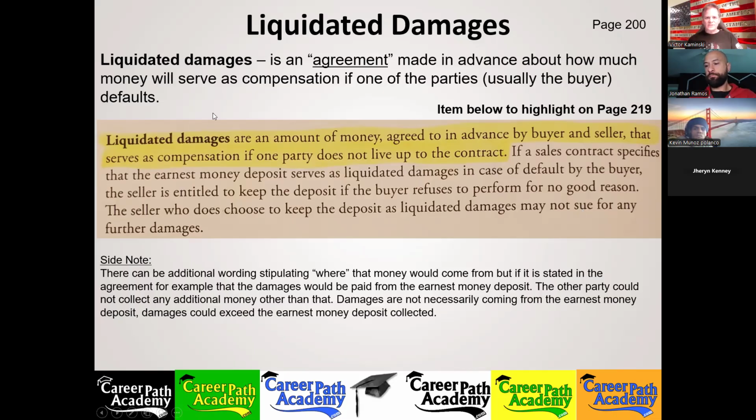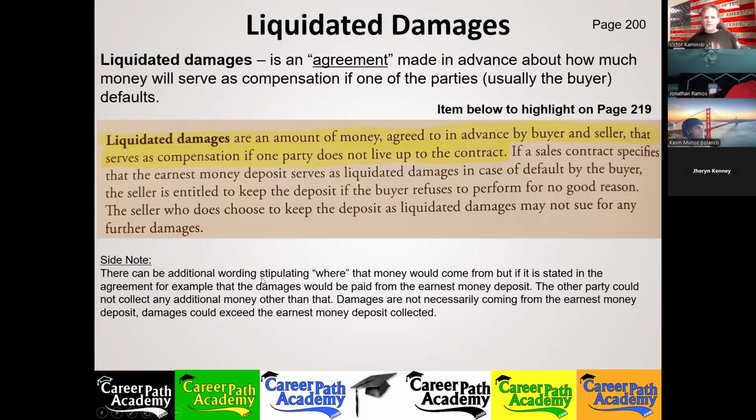See, liquidated damages is just an agreement on how much money will serve as compensation. That's separate from where that money is coming from. So if you're going to claim the money, that's the deposit money, which could be far less than the liquidated damage agreement amount, well, that's all you get. So that's my side note down here as well.